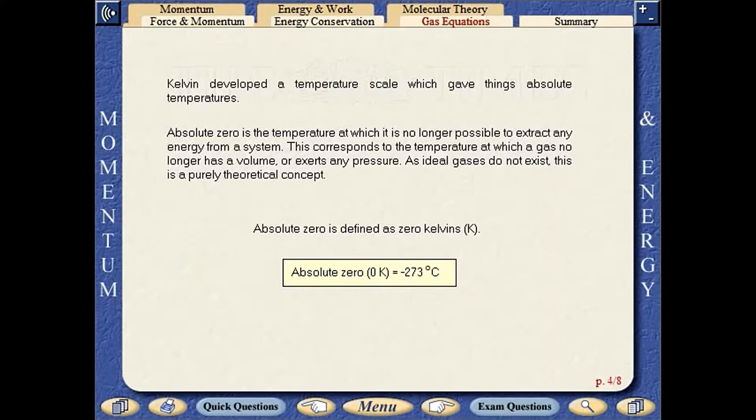Kelvin developed a temperature scale which gave things absolute temperatures. Absolute zero is the temperature at which it is no longer possible to extract any energy from a system. This corresponds to the temperature at which a gas no longer has a volume or exerts any pressure. As ideal gases do not exist, this is a purely theoretical concept. Absolute zero is defined as zero kelvins.